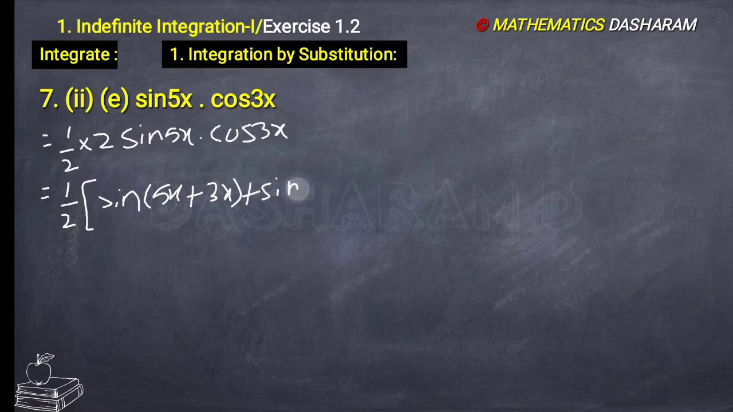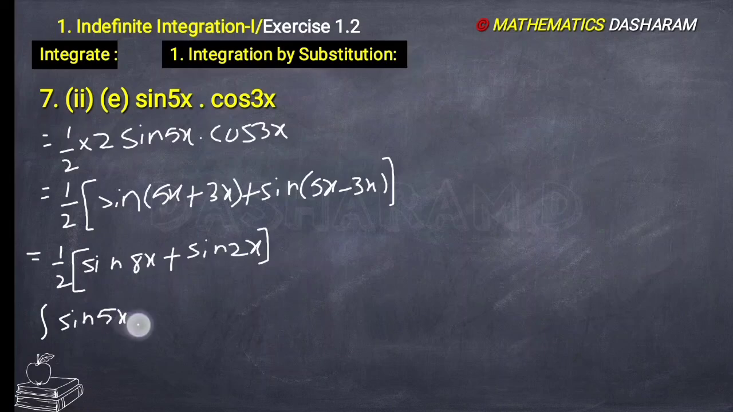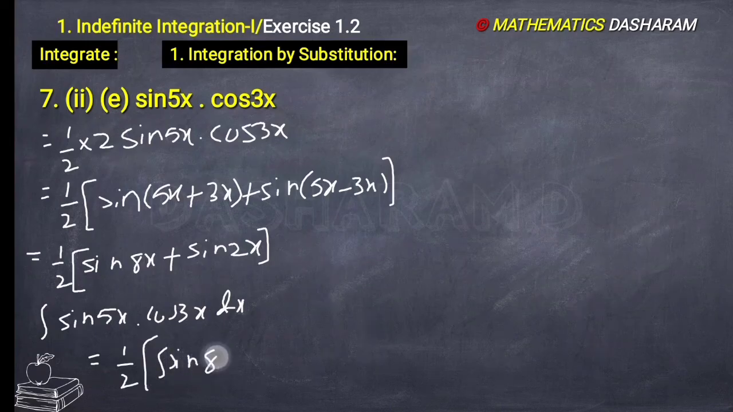So sin 5x minus 3x. It is equal to 1 by 2 bracket of sin 5x plus 3x, sin 8x, sin 5x minus 3x, sin 2x. So therefore the integration of sin 5x into cos 3x dx equals 1 by 2 integration sin 8x dx plus integration sin 2x dx.